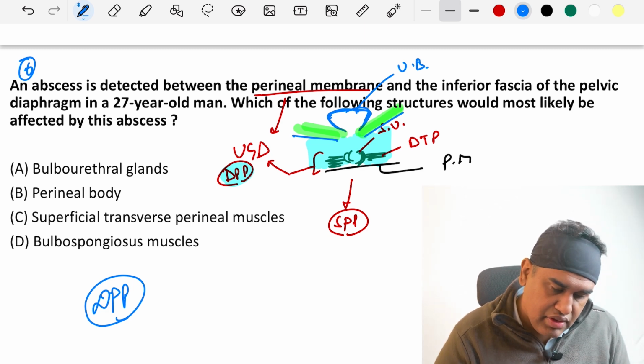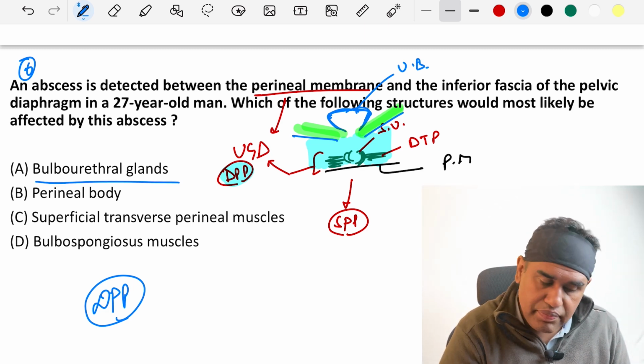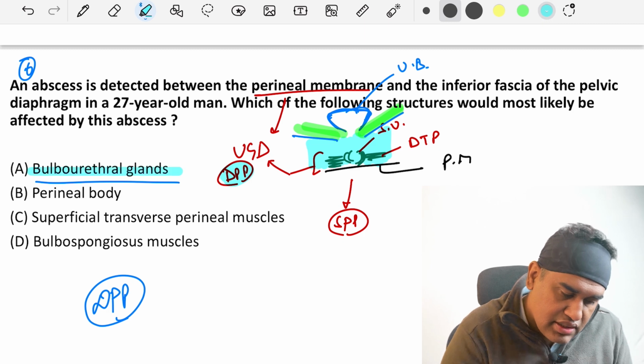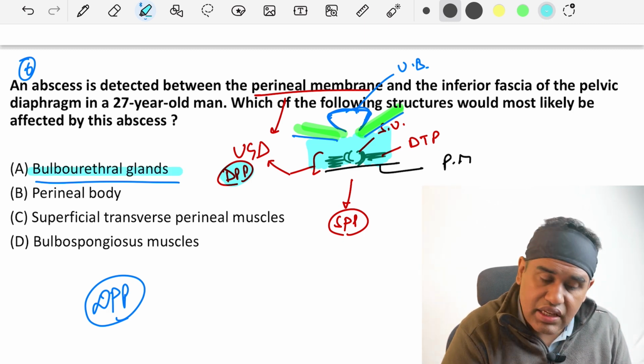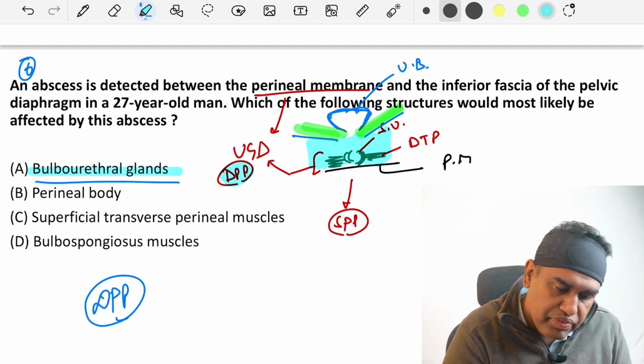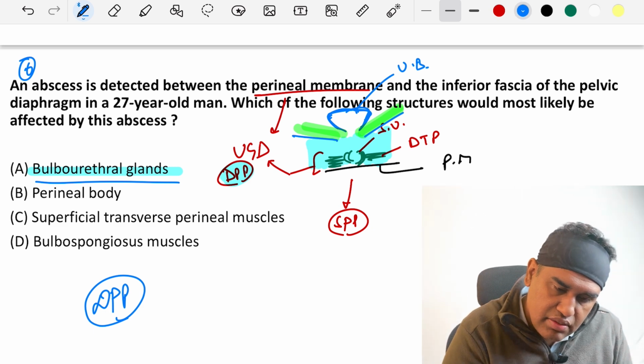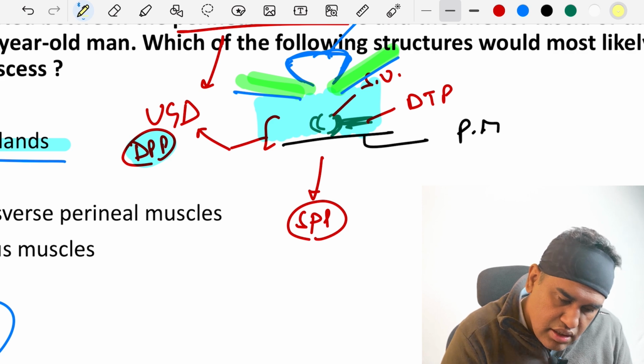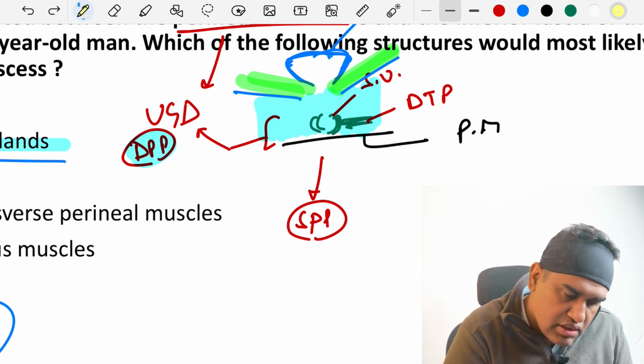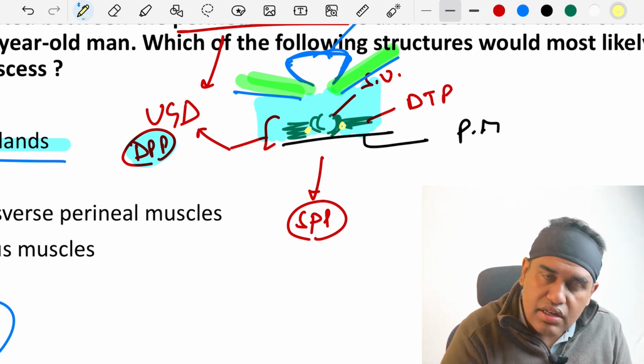Bulbourethral gland. This bulbourethral gland over here lies in the deep perineal pouch. It is actually the answer over here, in males, obviously. Though remember, if I try to mark the bulbourethral gland with this yellow color, it lies around over here. Just a second. Okay, yeah, this will be the location of the bulbourethral gland.